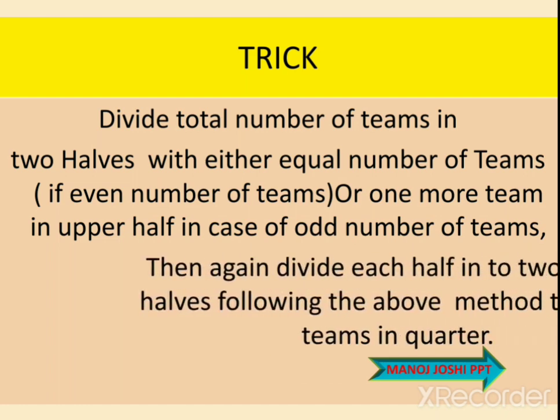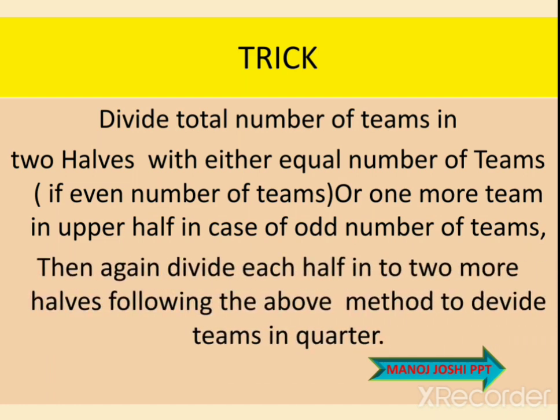Then if we are making quarters, because sometimes we make 4 parts, like when 16 teams are there, we divide into 4 quarters. The same way, we will first make 2 halves. Then again we will divide each half into 2 more halves, following the above method, to divide the teams into quarters. So in case of an odd number of teams, the same formula will be applied. In the upper half there will always be one more team.